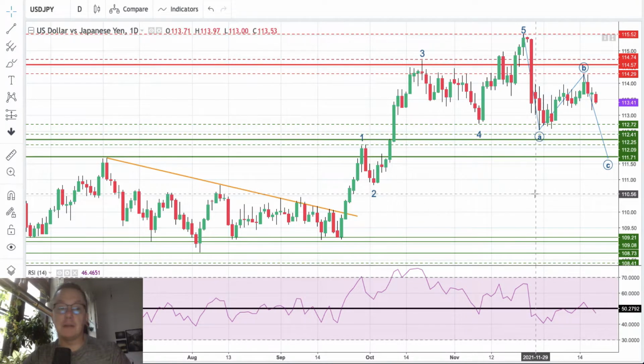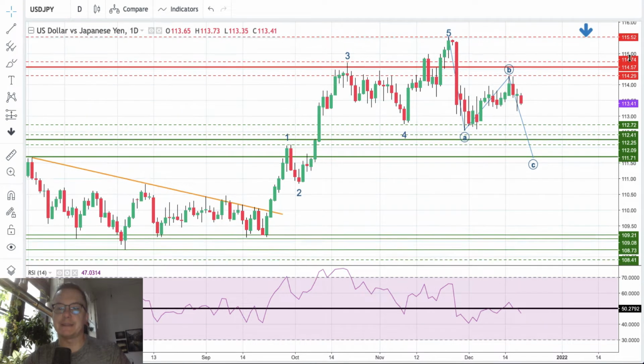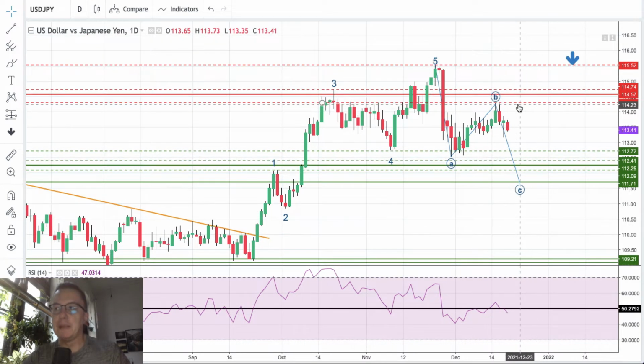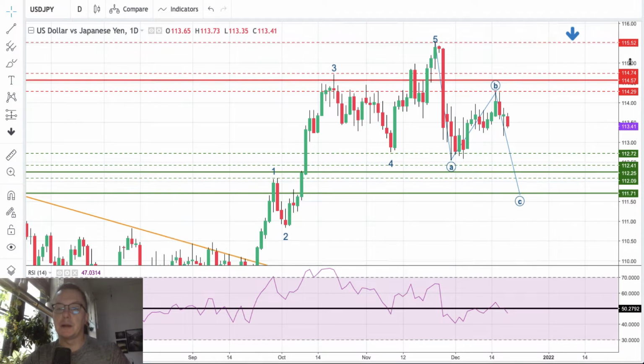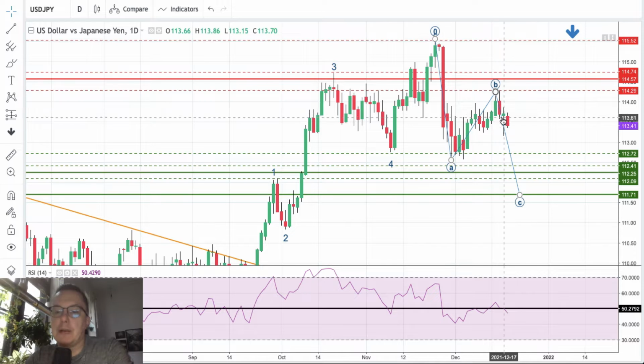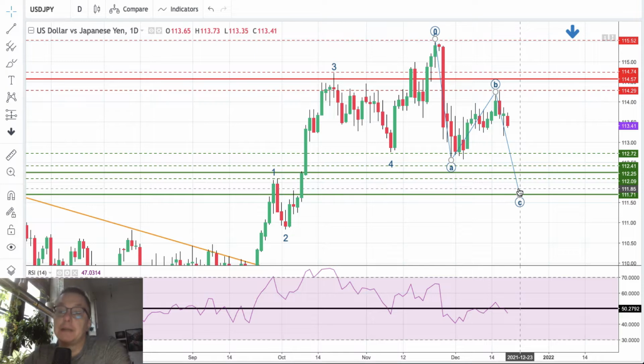The first one we are going to take a look at is US dollar to Japanese yen. As you can see, we got the top for the wave B made at the level of 114.29, and right now we got the bearish engulfing here, which is another confirmation of the wave B top. And now we are going lower. Why? Because there is wave C to the downside that's supposed to be done for the sequence of A, B, C corrective cycle. The targets for the wave C are at the levels of 112.25, 112.09 and 111.71.